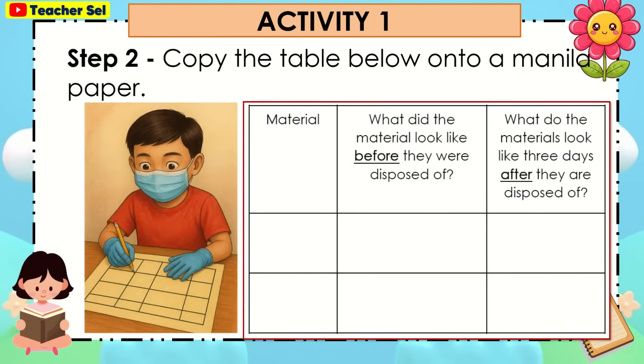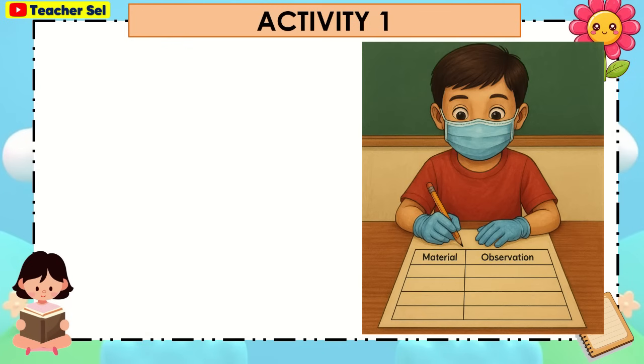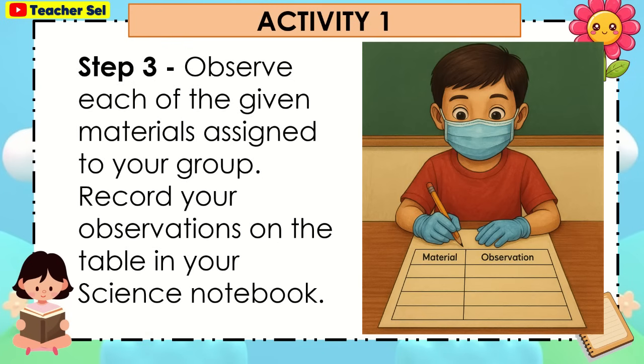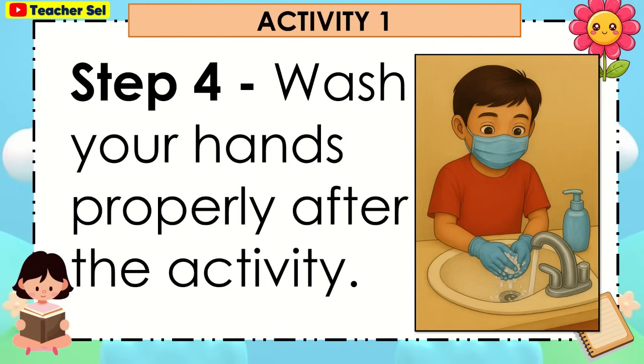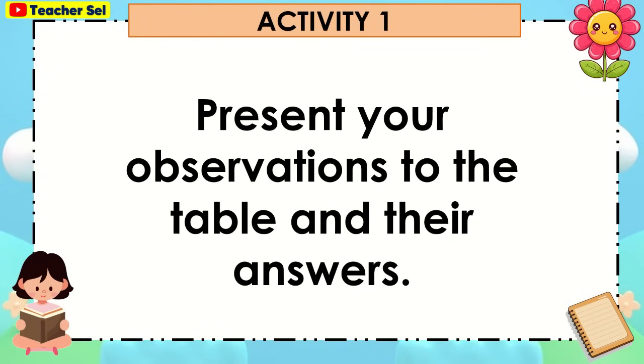Step 2, copy the table below onto a manila paper. For the first column, we have the material. Second column, what did the material look like before they were disposed of? In the third column, what do the materials look like 3 days after they are disposed of? Step 3, observe each of the given materials assigned to your group. Record your observations on the table in your science notebook. Step 4, wash your hands properly after the activity. Present your observations to the table and your answers.